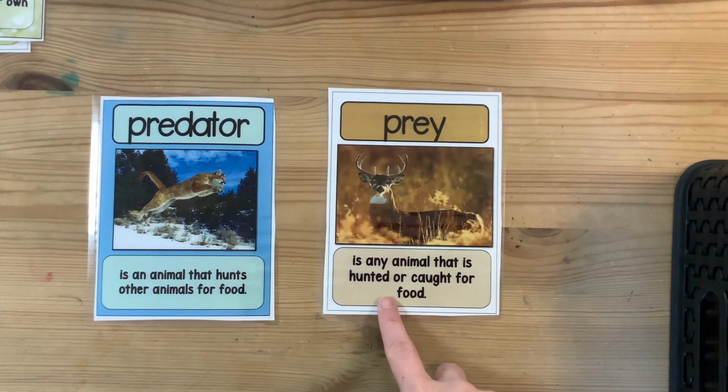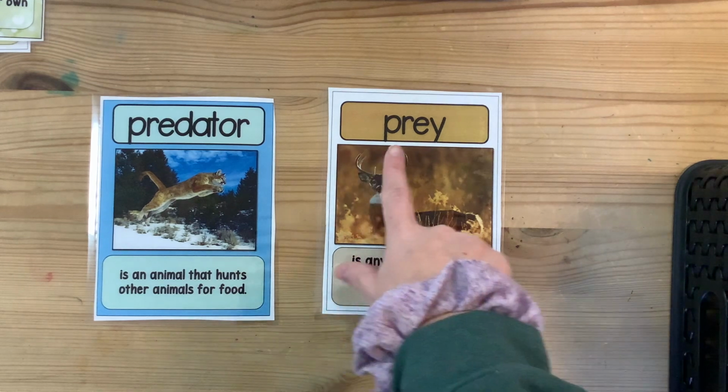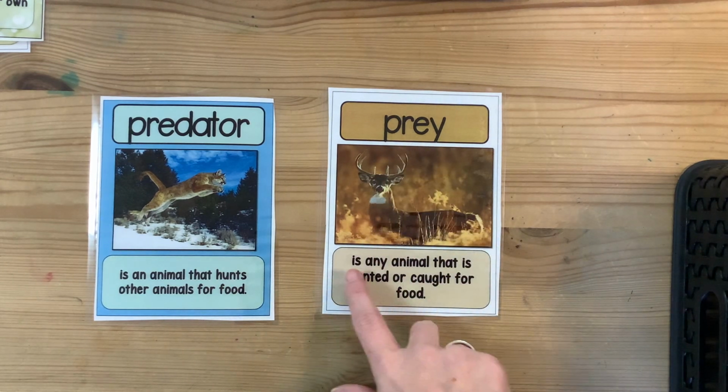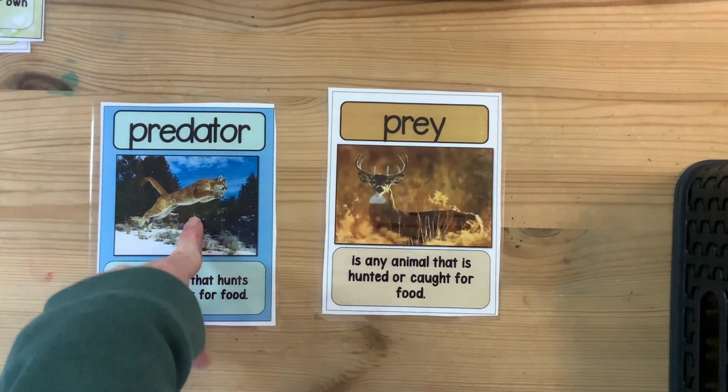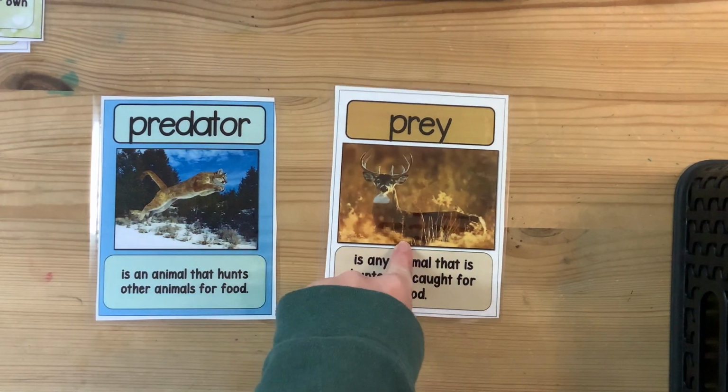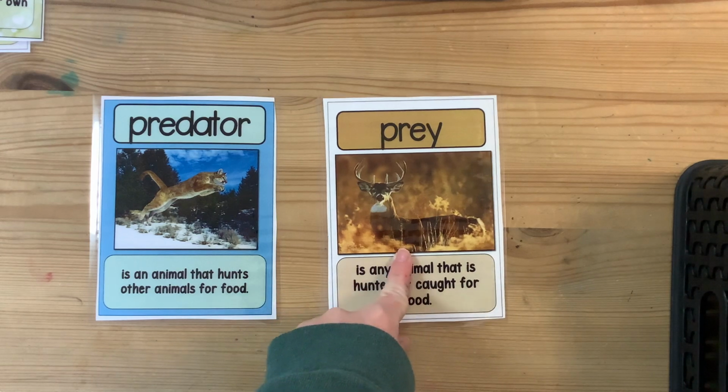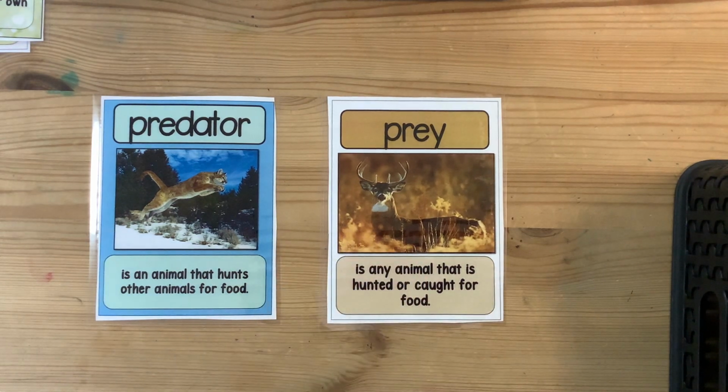Our next word is prey. P-R-E-Y. A prey is any animal that is hunted or caught for food. So the predator eats it, and the prey is being eaten. So if a whale was eating a fish, then the whale would be the predator, and the fish would be the prey. Predator and prey.